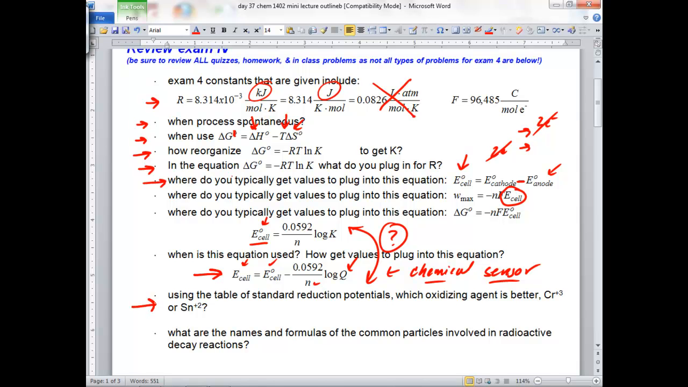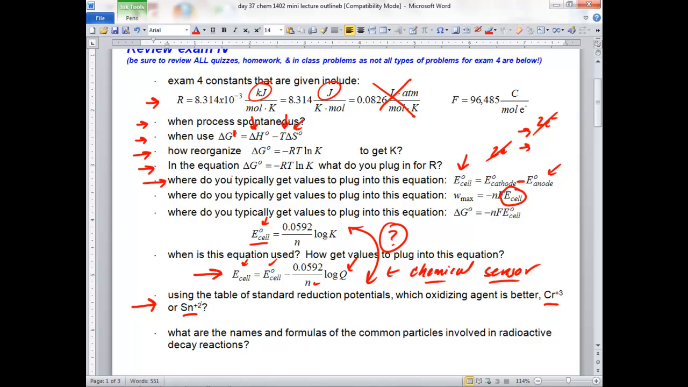Next to the last question, we've got, using the table of standard reduction potentials, which oxidizing agent is better, chromium-3 or tin-2? Now, if you remember these equations, these types of questions, list these chemicals in order of increasing oxidation strength or reduction strength or oxidizing agents to reduce. We had to use the tables. Let's see if we remember how to do this. So we need to find chromium-3's half reaction and tin's half reaction. They're oxidizing agents, so that means they better be getting reduced. Good deal.